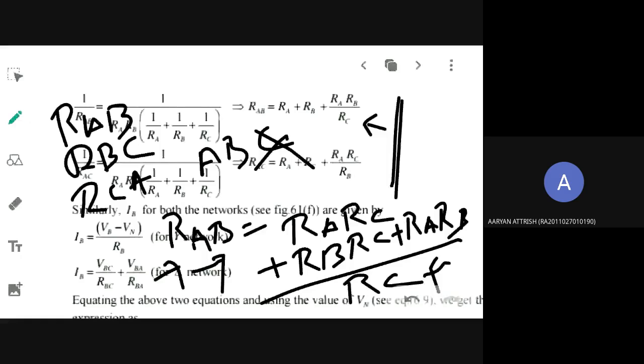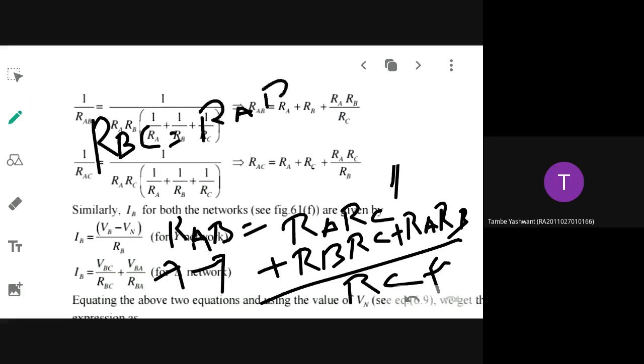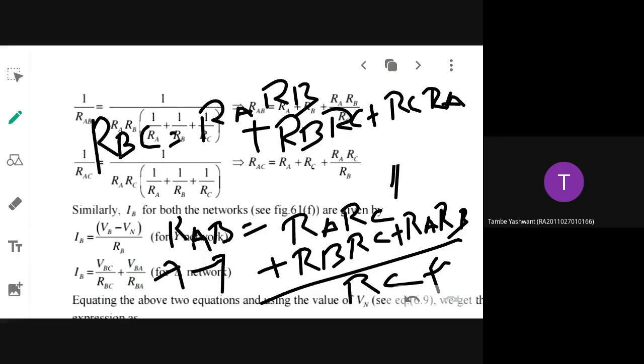Similarly, if you want to write down the formula for RBC, then what is the formula? Same way, the numerator won't change. So RARB plus RBRC plus RCRA divided by what will come in the denominator? RA.